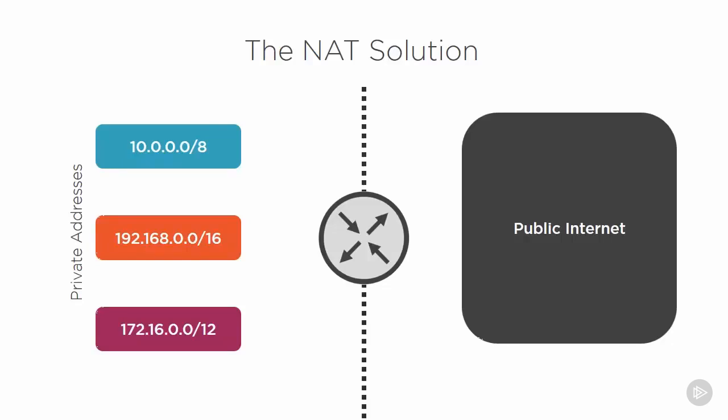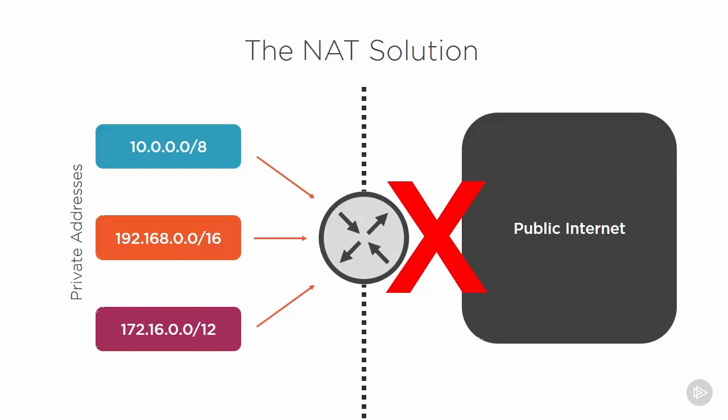NAT comes in to save the day as the solution. So the private addresses, that RFC 1918 space, when we try to route that out to the public internet is explicitly designed to say, I am not routing any message to the destination addresses of those three networks. Period. End of conversation. Not happening.